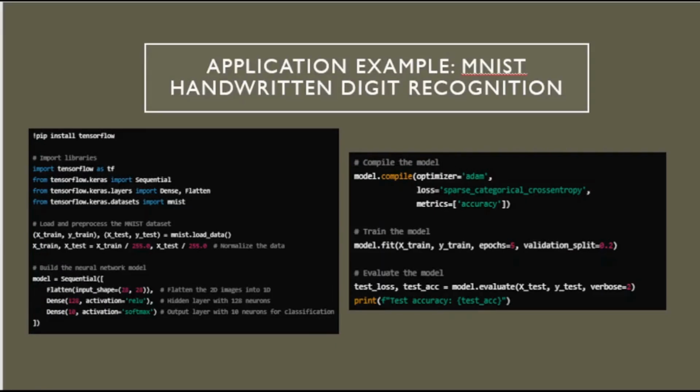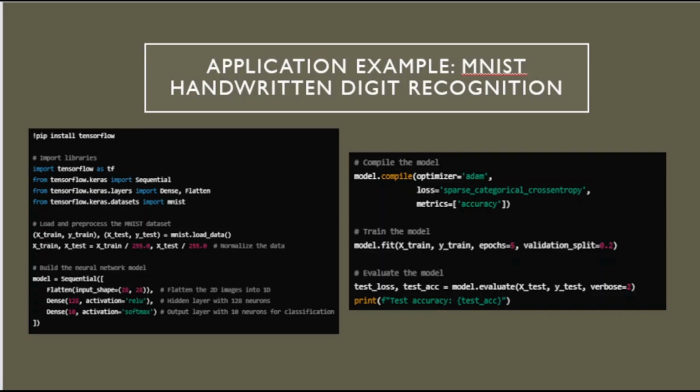Now, let's apply this workflow to an actual problem, that is image classification using the MNIST dataset. MNIST contains 28 by 28 pixel grayscale images of handwritten digits, and our job is to classify them into 10 categories, that is from 0 to 9. Here's how we can implement this in Python using TensorFlow and Keras.